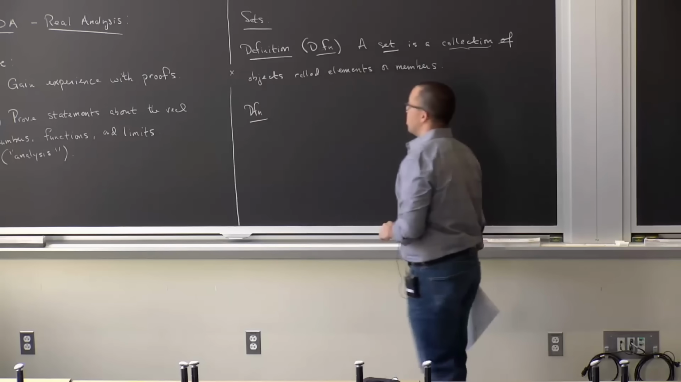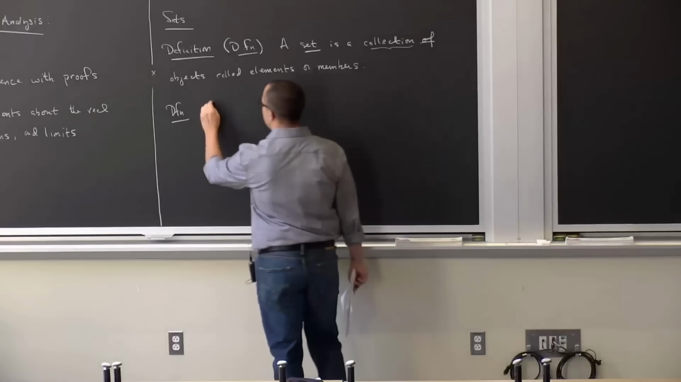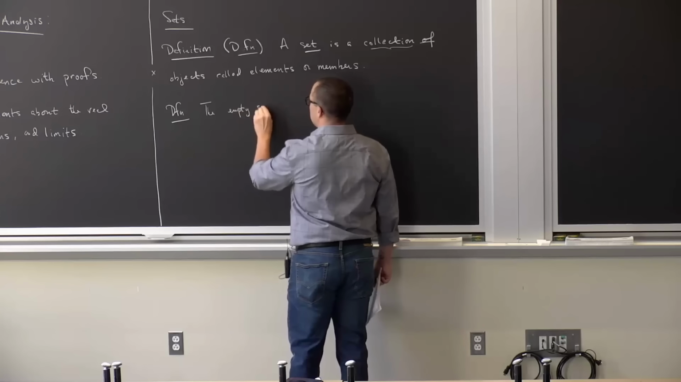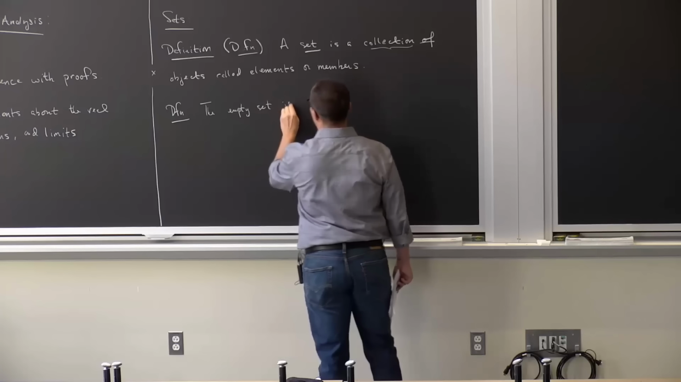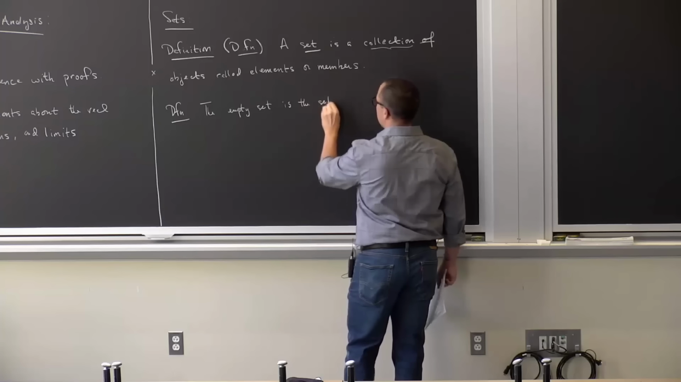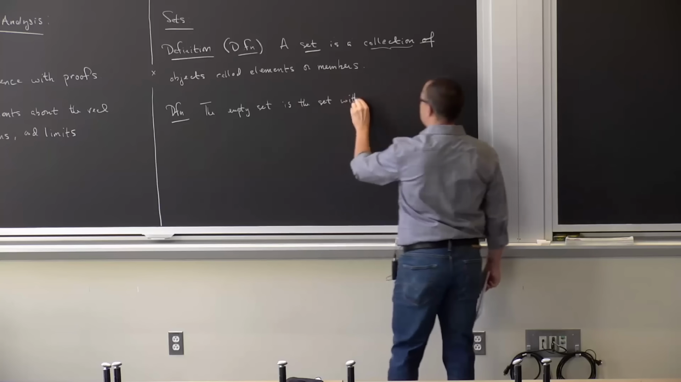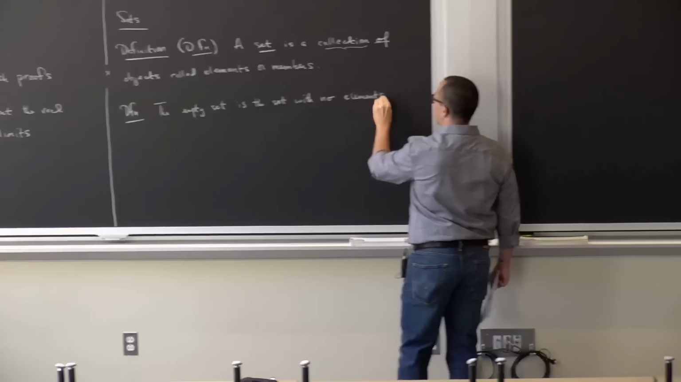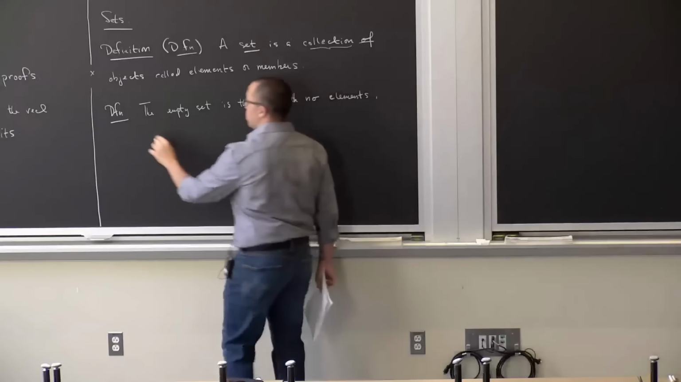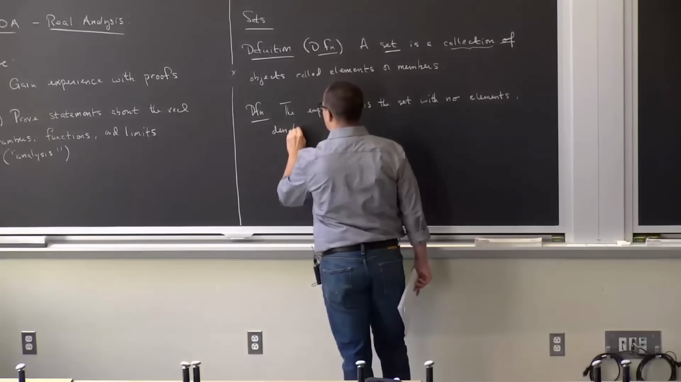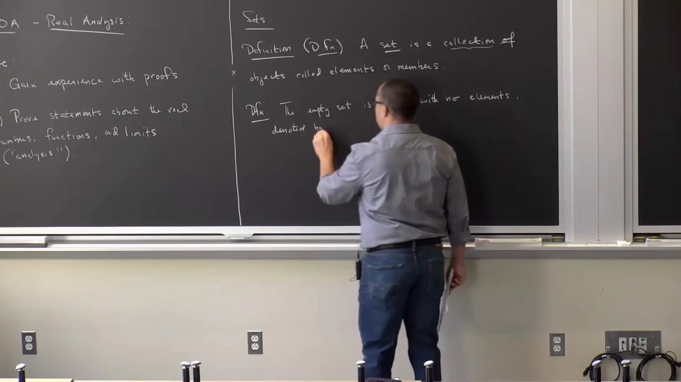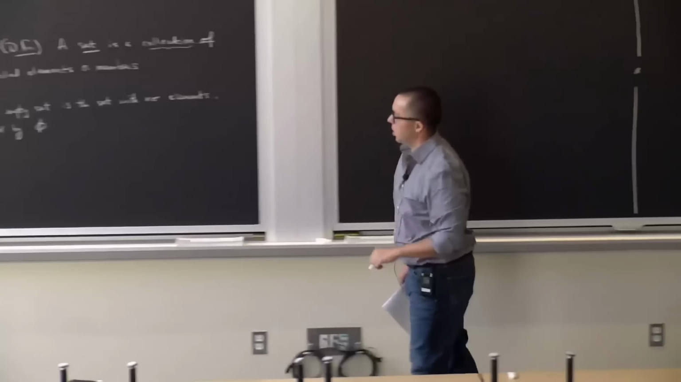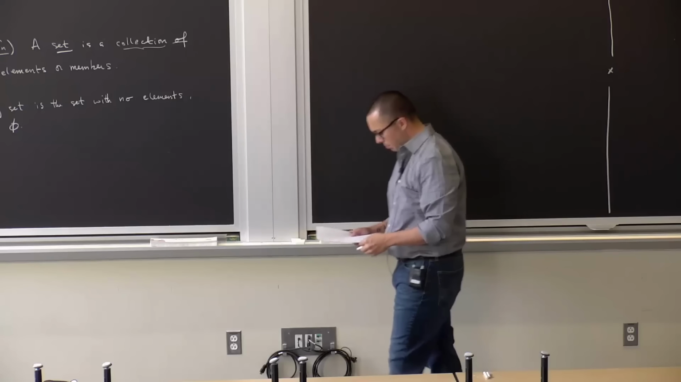There is the simplest set to define. The empty set is a set with no elements, and we denote it by this symbol here, a circle with a dash through it.